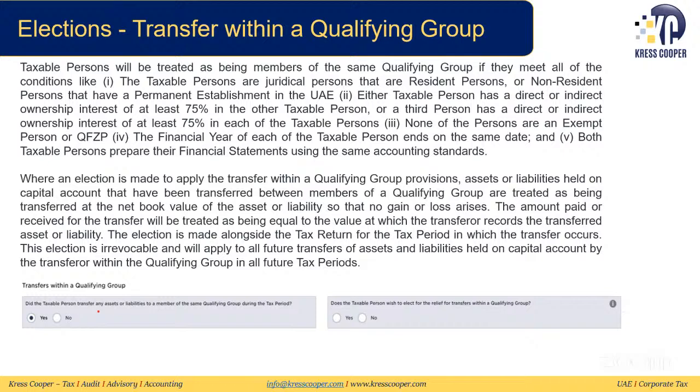And this election, like we said, will be made along with the return here in this election portion. This election is also irrevocable, and it will apply to all future transfers of assets and liabilities held on capital account within the qualifying group, for all future periods. So if you see the question, it will ask whether the taxable person transfers any assets or liabilities to a member during the tax period. You will have to answer yes or no if such a transaction occurred during this current tax period. And then: do you elect for the relief for transfer within the qualifying group?